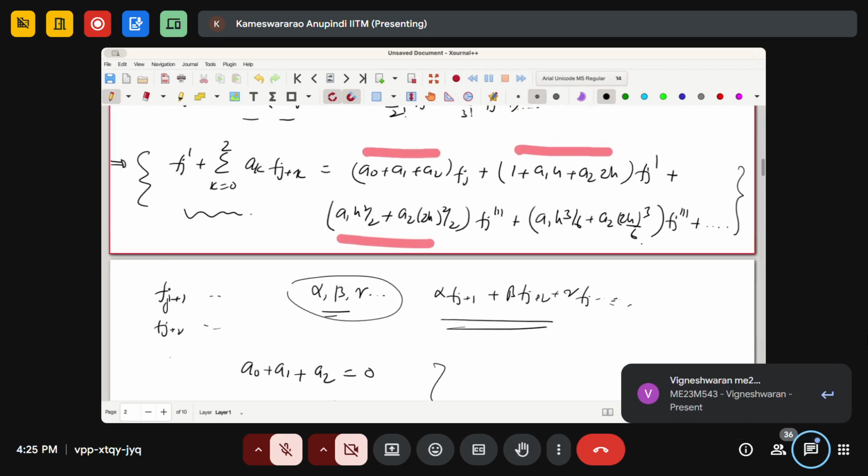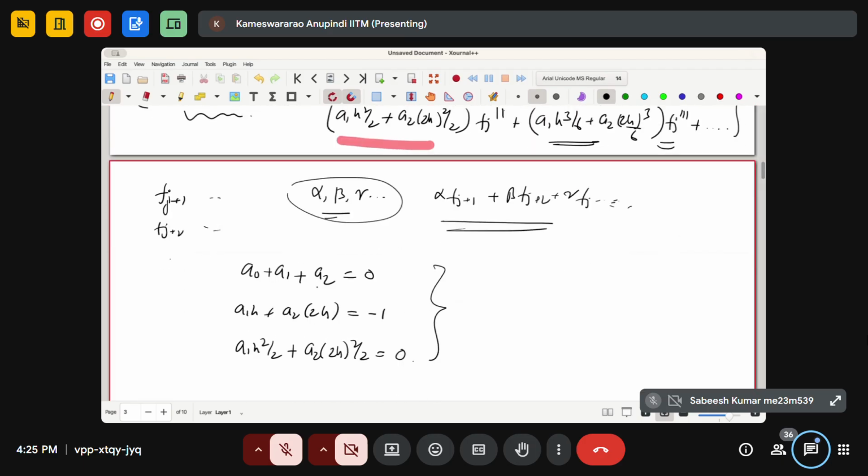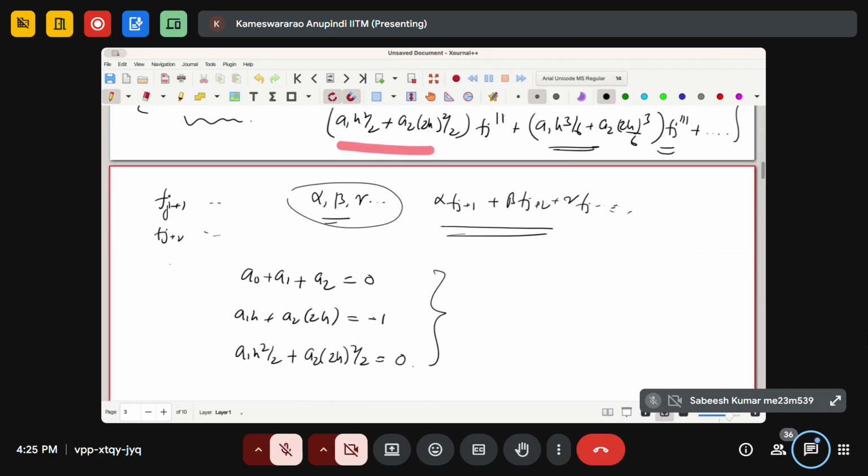Then we are left with essentially Fj triple prime here. Oh, sorry, Fj, this is double prime, right? This is double prime. Then we are left with Fj triple prime, but we cannot set this thing to 0 because we only have 3 coefficients. So we are setting the others to 0 with a hope to maximize the order of accuracy.